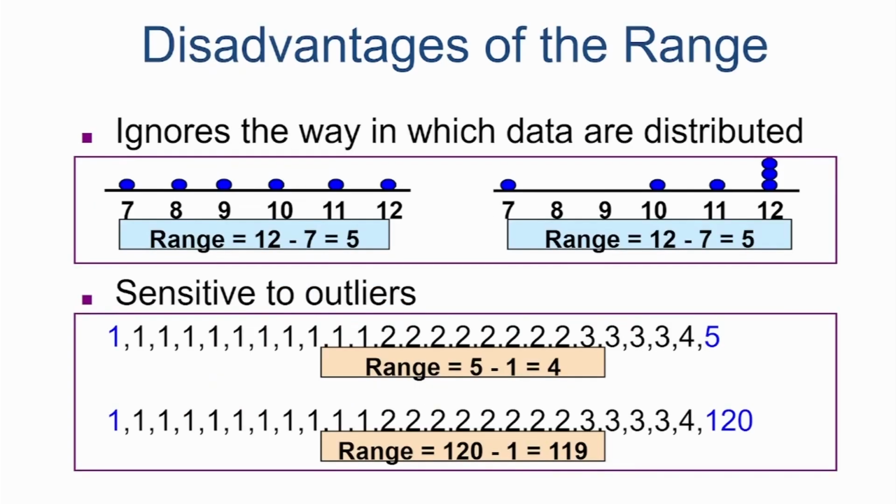Now, what are the disadvantages of range? As we can see in both figures, in the first figure there are 5 elements, there are 6 elements and they are equidistant, their average is around 9.5. On the other hand, if you see the same data, you have 6 entries. The range is 5 again. So, if we just calculate the range, are we able to describe the same data?